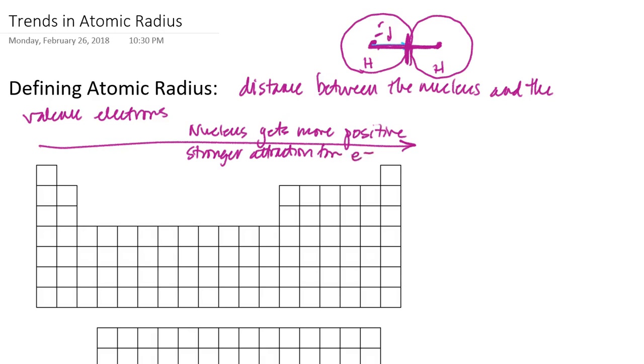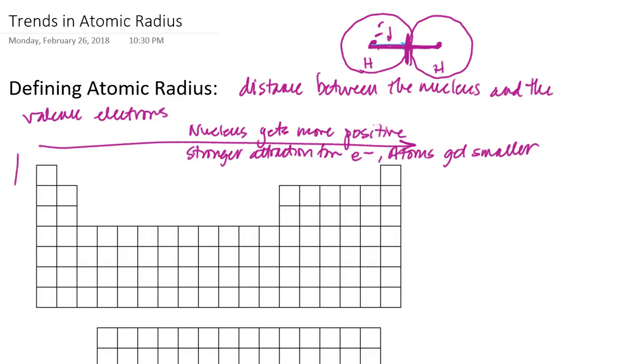And if there's a stronger attraction for the electrons, then basically the atoms must be getting smaller as I go from left to right within a period of the periodic table.